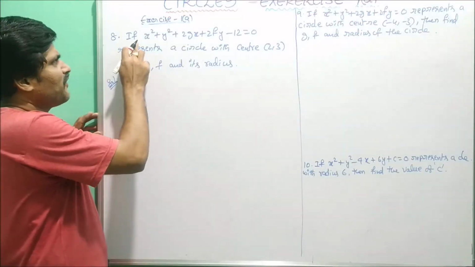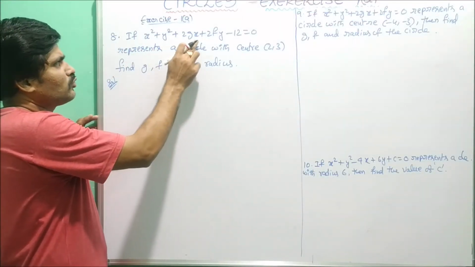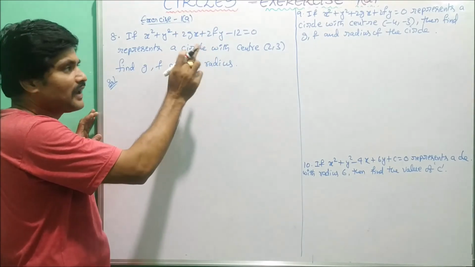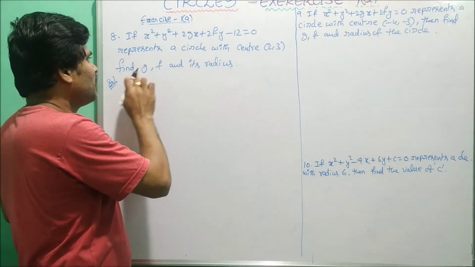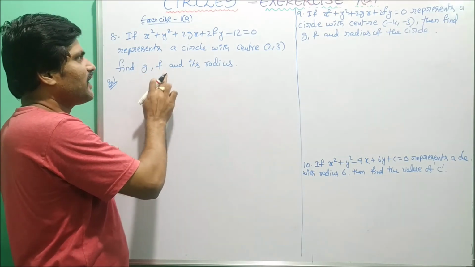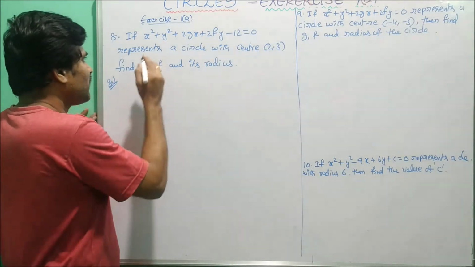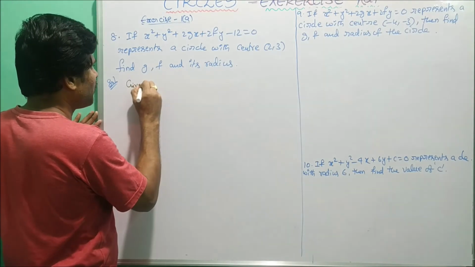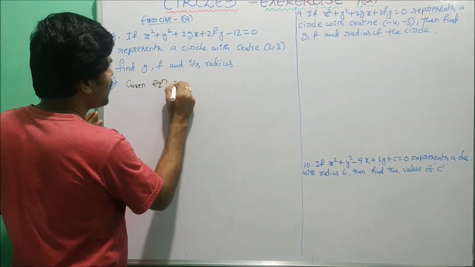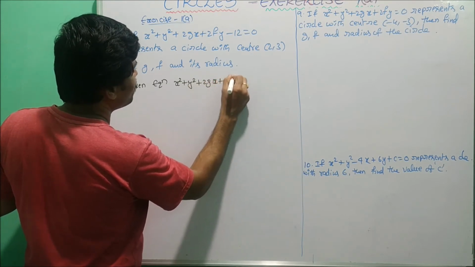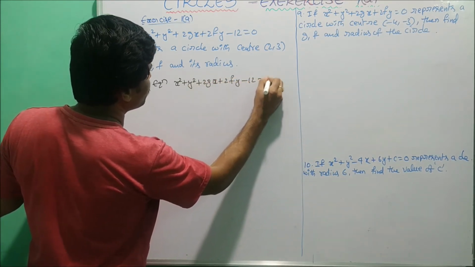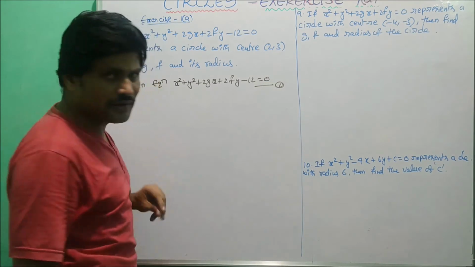The eighth one is: if x² + y² + 2gx + 2fy − 12 = 0 represents a circle with center (2, 3), find the values of g and f and its radius. Here the given equation, x² + y² + 2gx + 2fy − 12 = 0, let it be equation 1.